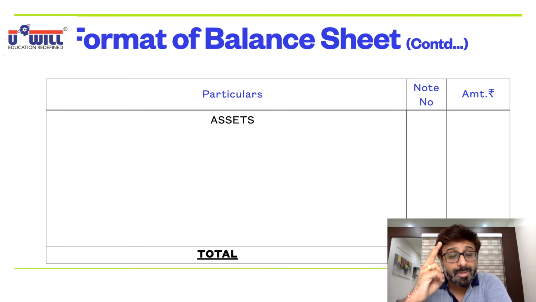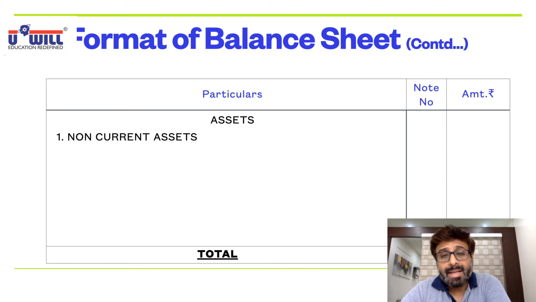Now, which are the two kinds of assets we studied? Non-current assets and current assets. So first heading in assets will come non-current assets. I hope everyone is writing it. Wherever required, you can pause the video and write it. Okay. First give the heading non-current assets.